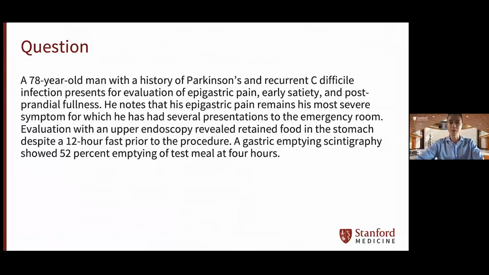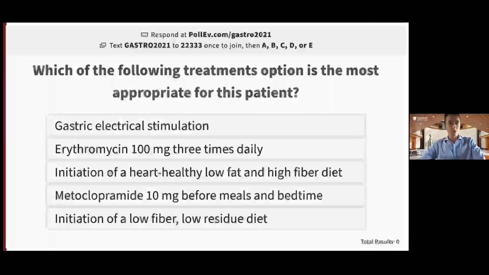Patient notes that his epigastric pain remains his most severe symptom, for which he has had several presentations to the emergency room. Evaluation of this patient with an upper endoscopy revealed retained food in the stomach despite a 12-hour fast prior to the procedure. And a gastric emptying scintigraphy showed 52% emptying of the test meal at 4 hours. So the question is, which of the following treatment options is the most appropriate for this patient?